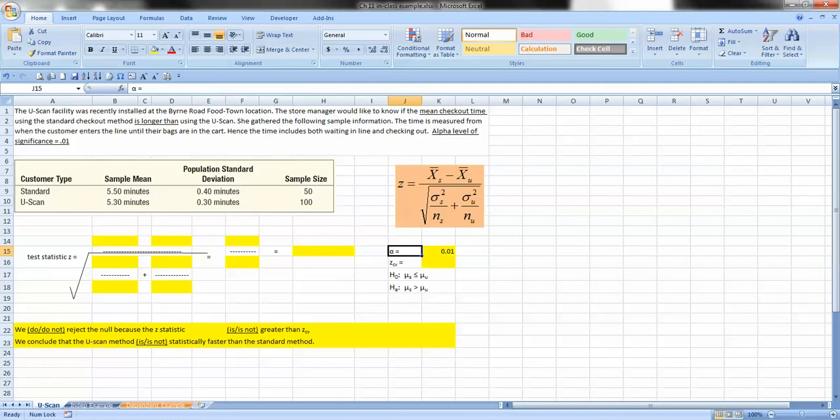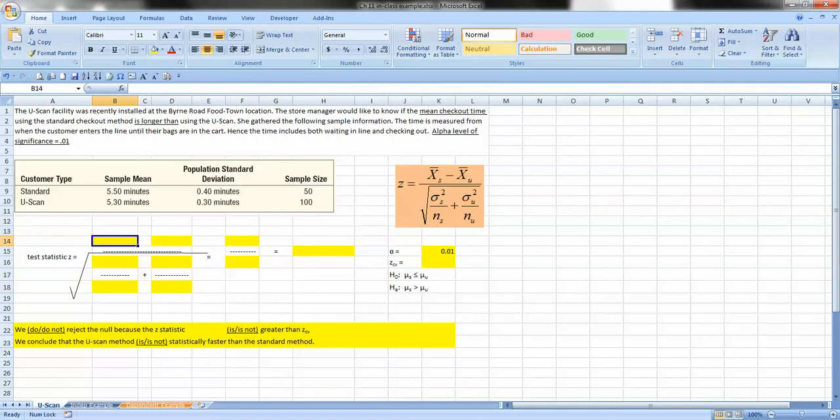So we have our null statement right here, that is that the mu sub s, or the standard method, is less than or equal to the mu of the UScan method, and the alternate is that the mu sub s, or the standard method, is greater than the mu sub UScan method. So based on this, looking at our alternate, we can see that our rejection region is going to be on the right hand side of our distribution. Let's start filling in some information that we have.